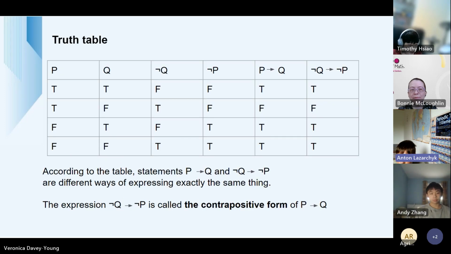This is a truth table, and according to this table, P implies Q and not Q implies not P are different ways of expressing the same thing. As you can see, their values are always the same in every row of the table. The expression not Q implies not P is called the contrapositive form of P implies Q. Next.